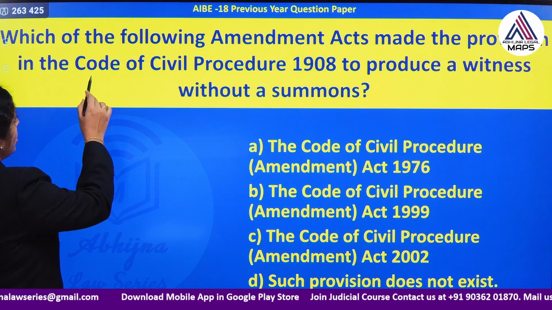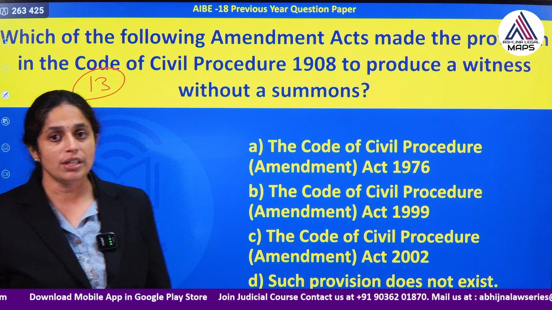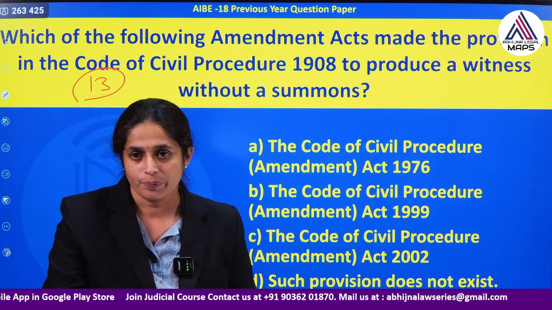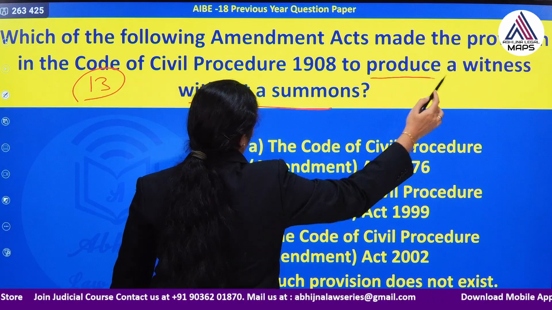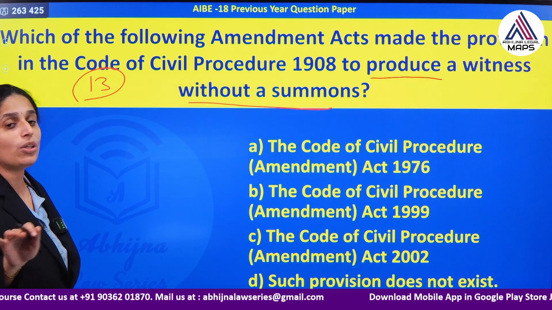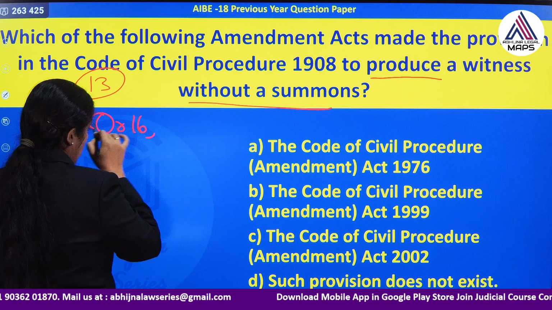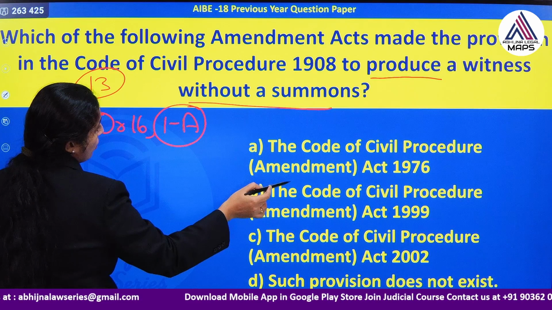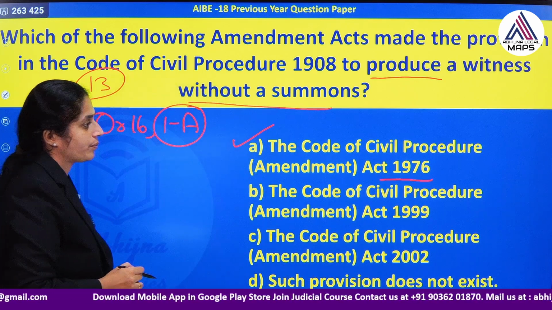Next, 13th question. Which of the following amendment acts made the provision in the Code of Civil Procedure 1908 to produce a witness without a summons? See here, this is a provision where a witness can be produced even without a summons. That is a provision under Order 16, Rule 1A. So, this was included by way of amendment of 1976. So, A is the answer here.